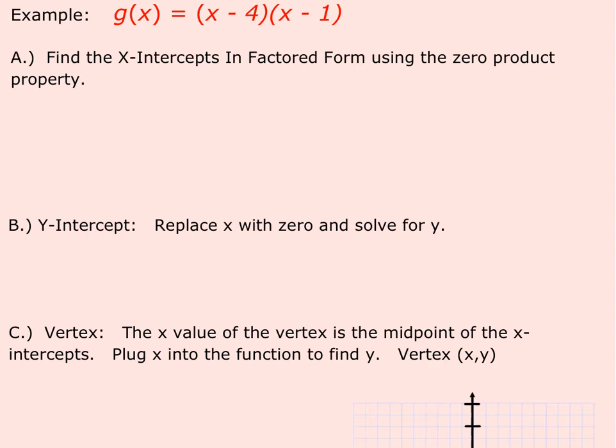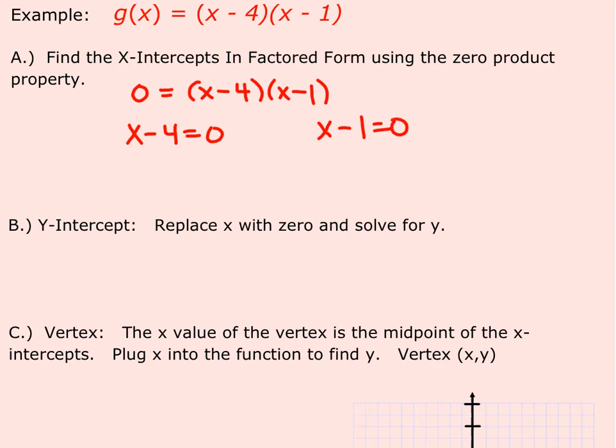I'm giving you some helpful hints on here, some shortcuts. So step one, we want to find the x-intercepts. Where does it cross the x-axis? We're going to use the zero product property. So we're going to set the function equal to 0, and then use the zero product property. We're going to set each factor equal to 0 and solve for x.